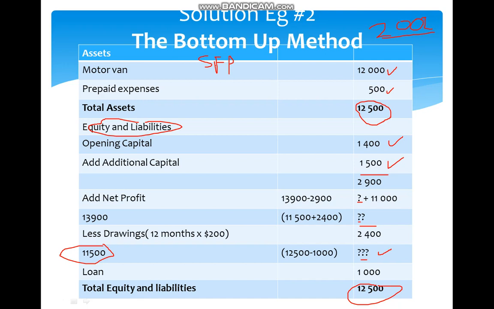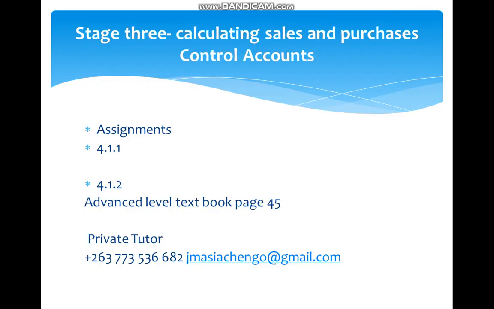Then when we are done with this one, we are supposed to add drawing to this one. Then we get 13,900. We put it here. And then we are deducting again 13,900 minus 2,900. Then we get our 11,000. Okay, thank you so much. I think this is our presentation on how to calculate the net profit.